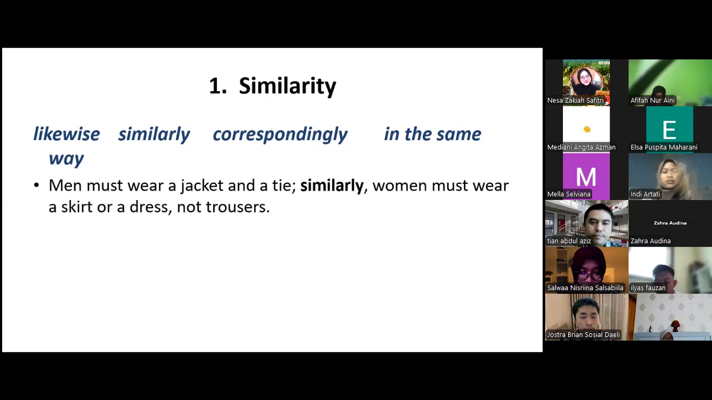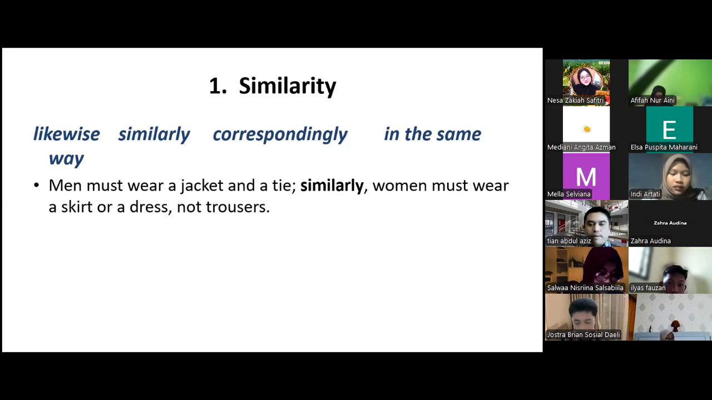First, similarity: likewise, similarly, correspondingly, in the same way. In the same way, men must wear a jacket and a tie. Similarly, women must wear a skirt or a dress, not trousers.